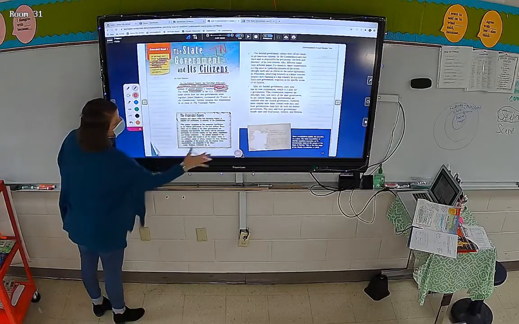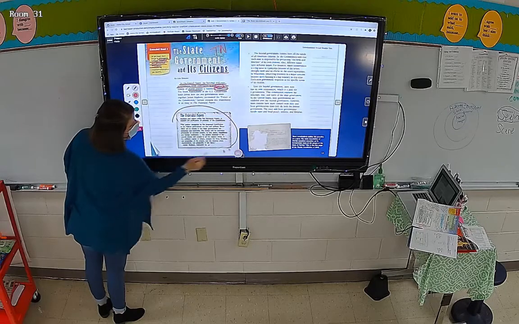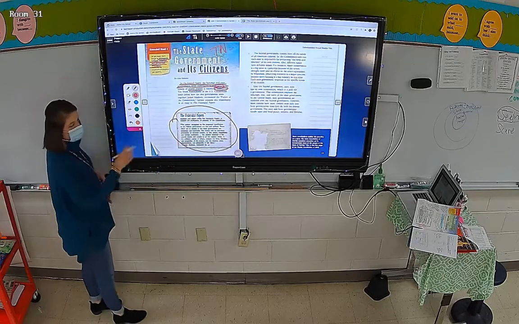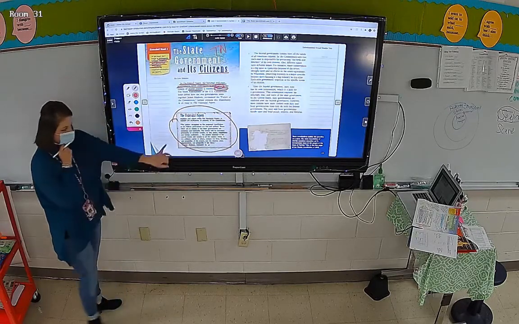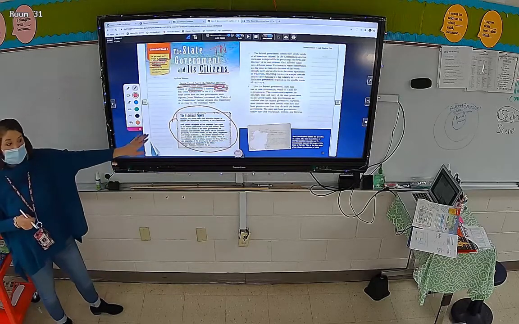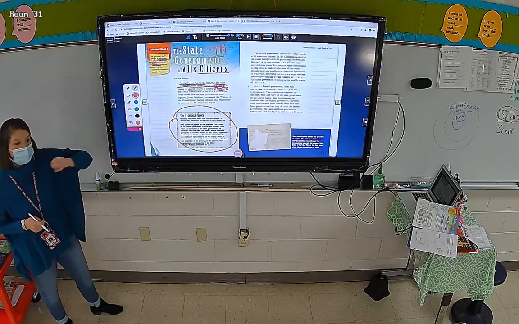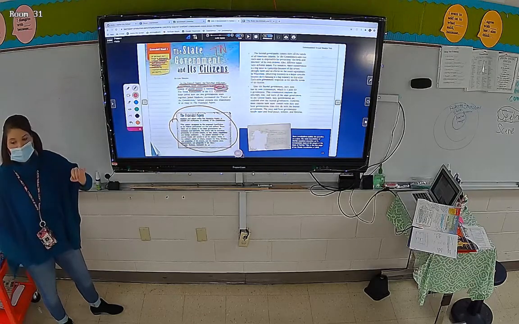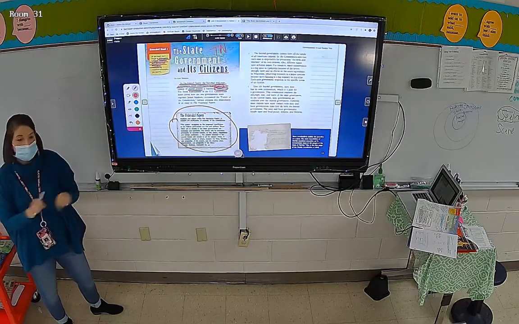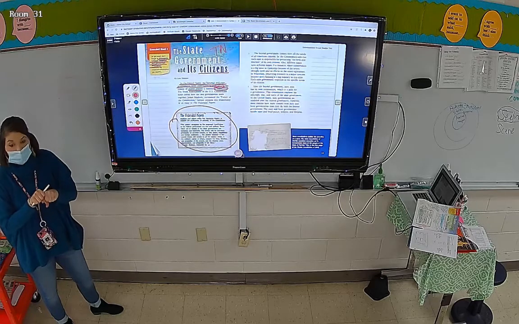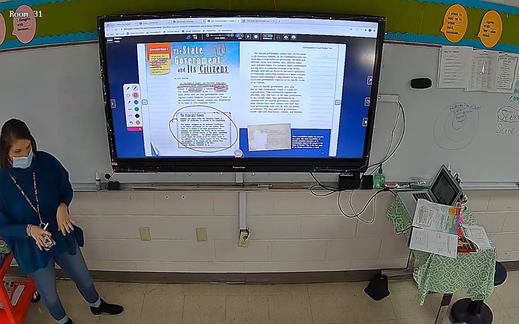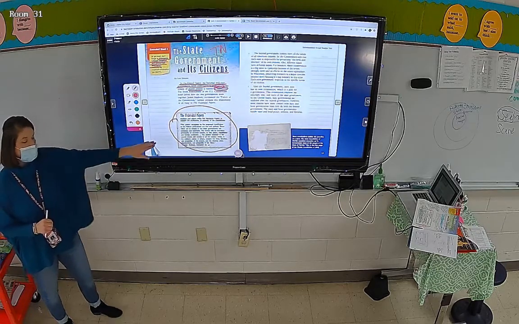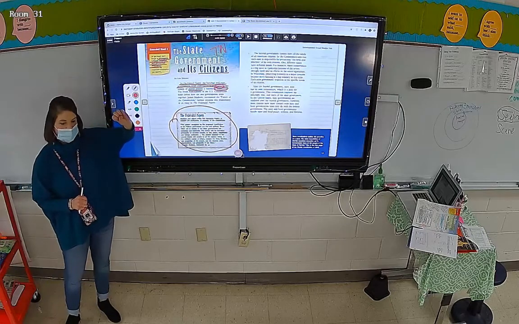Now here, the Federalist paper, don't circle it. I'm just trying to bring your attention here. In the Federalist paper, they're going to tell us that even though they work together, there are some things that the state does, and some things the federal government does. They don't do all the same things. So we're going to read this to figure out what the federal government does.